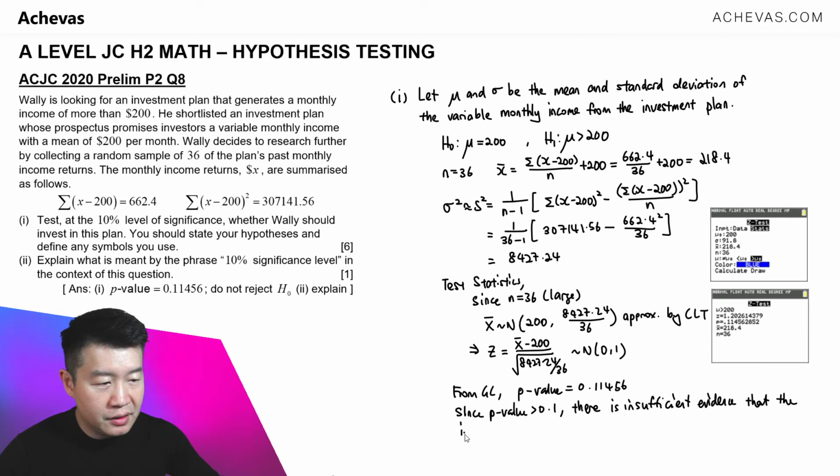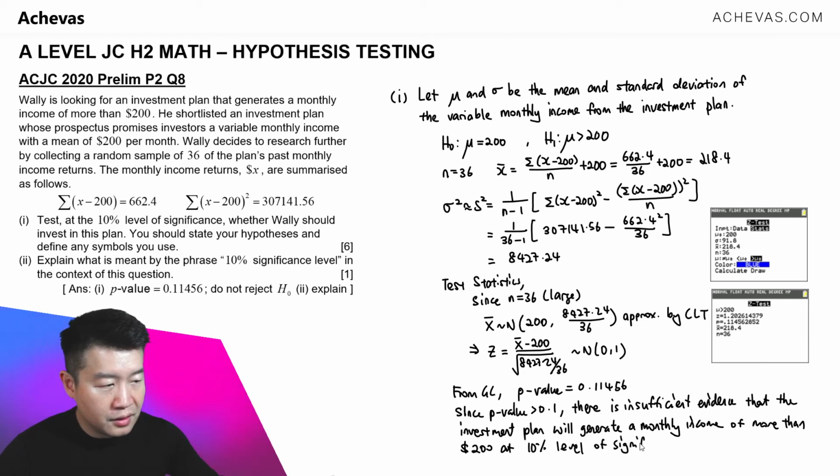that this investment plan will generate a monthly variable income of more than $200. Let's not forget to quote the level of significance. So we're talking about a 10% level of significance. So this is part 1.